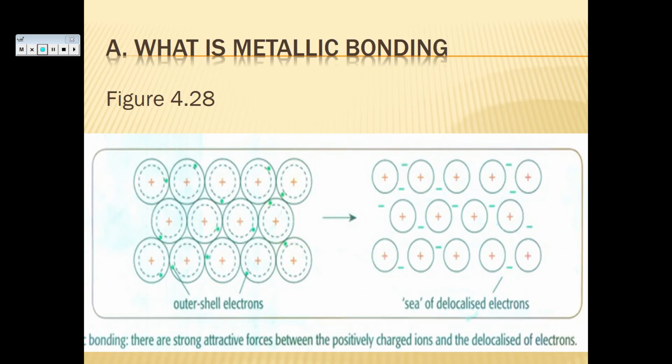Today we will begin section 3.4, day 5, metallic bonding. What is metallic bonding? So in a metal, we have the nucleus of our metal, and the nucleus of the metal has a positive charge.